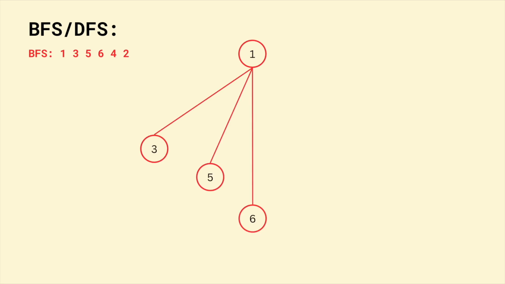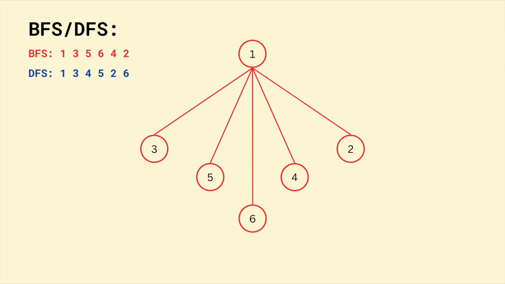Let's look at how this works together now. BFS starts at 1, then visits 3, 5, 6, 4, and 2. Now let's look at the DFS, which starts at 1 again, and then visits 3. After is 4, 5, 2, and 6.